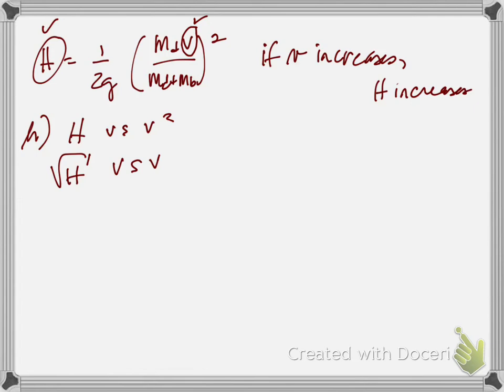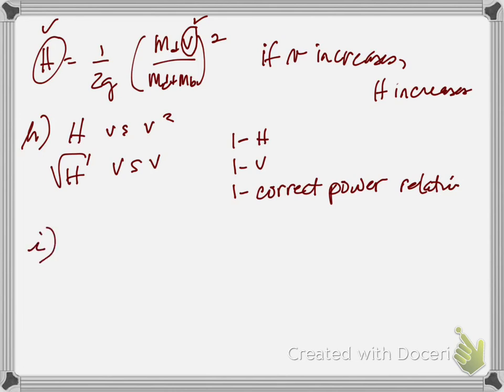So we get 1 point for putting h on one axis, 1 point for putting v on the other axis, and then 1 point for what they call a correct power relationship. Right, so you couldn't do h versus v. That's not going to go. You can't do h squared versus v. It's got to be either h versus v squared or rad h versus v. So that's for h.